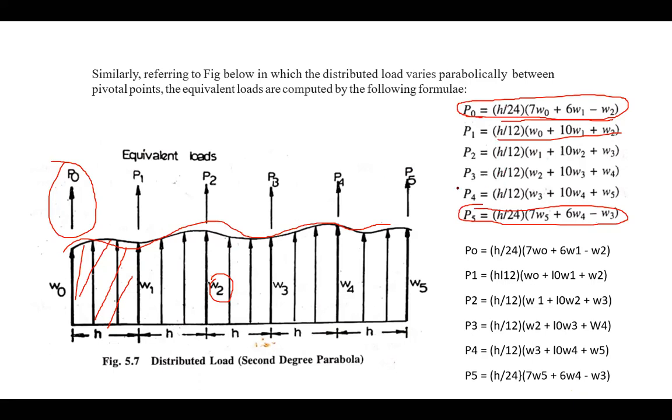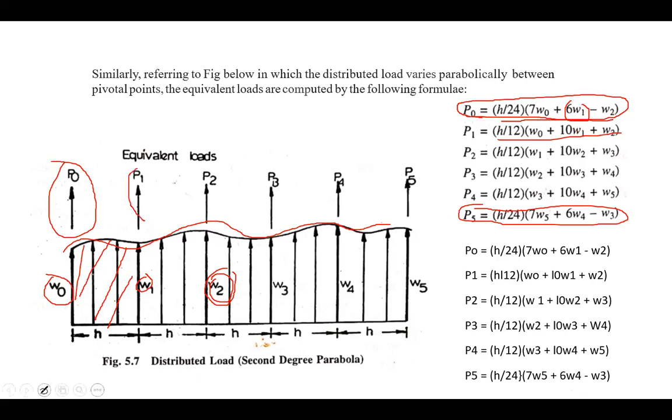So the starting and ending loads: P naught is equal to H by 24 into 7 W naught, 7 times the starting ordinate, plus 6 times the middle ordinate, minus 1 times the end ordinate. This is the formula for the end load.